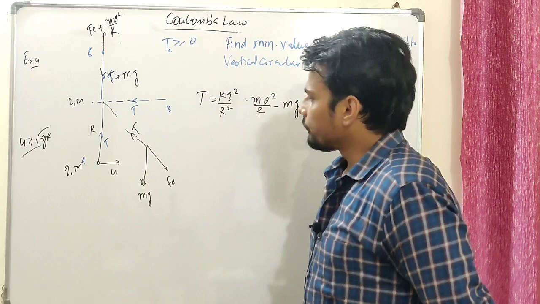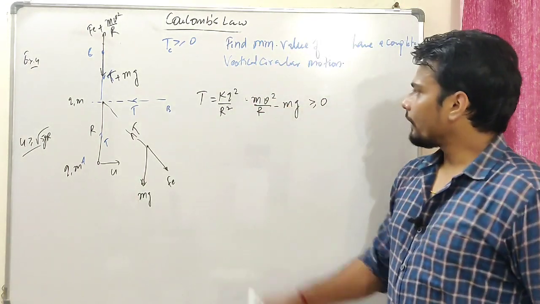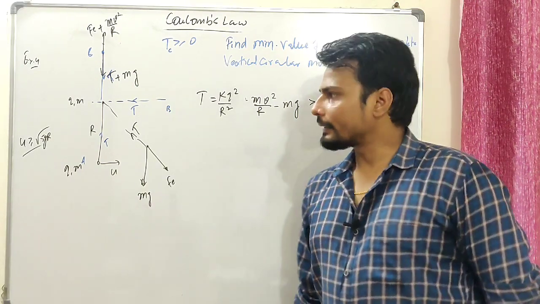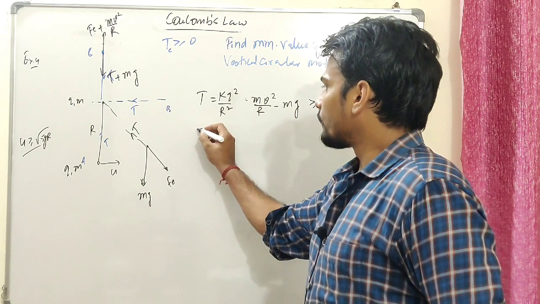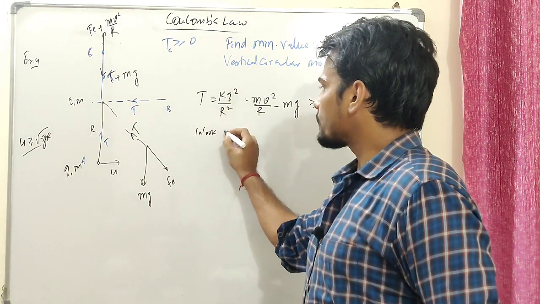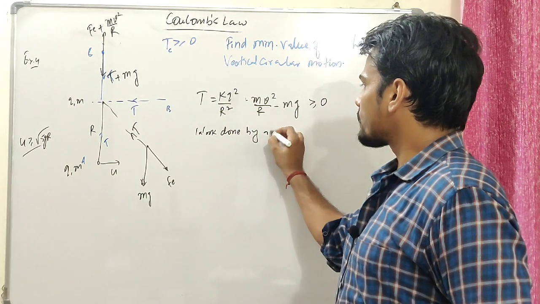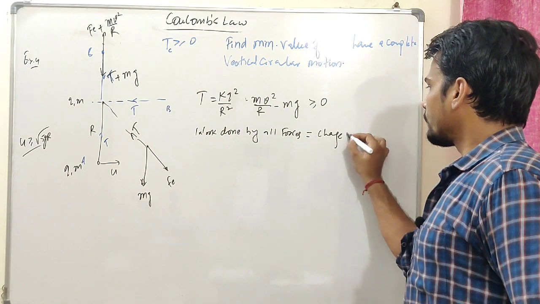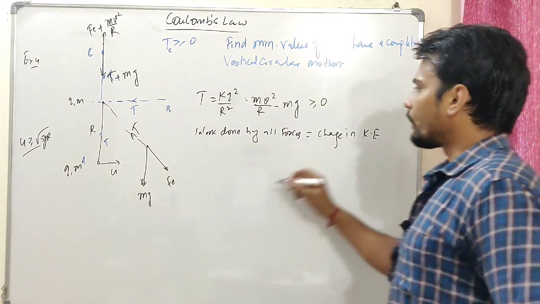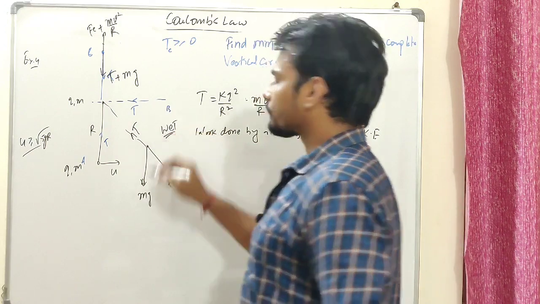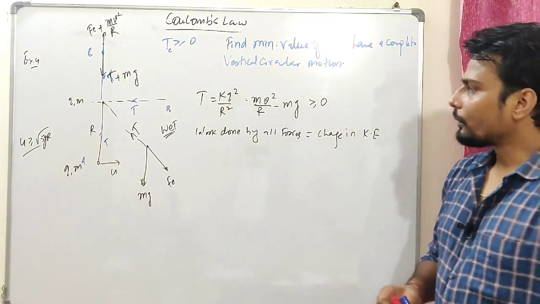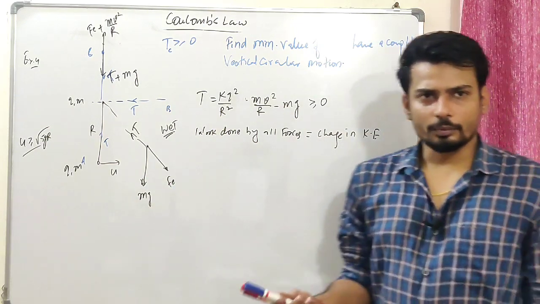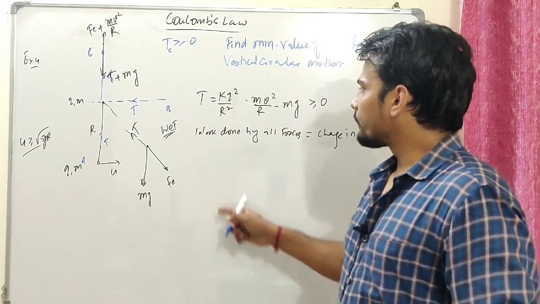Now I just want to get the value of u. Here we have v. So what I'm going to do now is use the work energy concept, and that says that the total work done by all the forces should be equal to the change in kinetic energy. That's the work energy theorem. So we're going to find the work done by all these forces acting over here. In this case, that's going to be a simple approach.